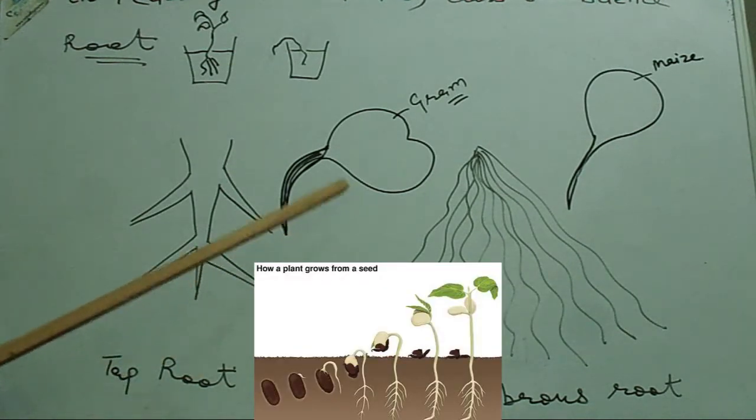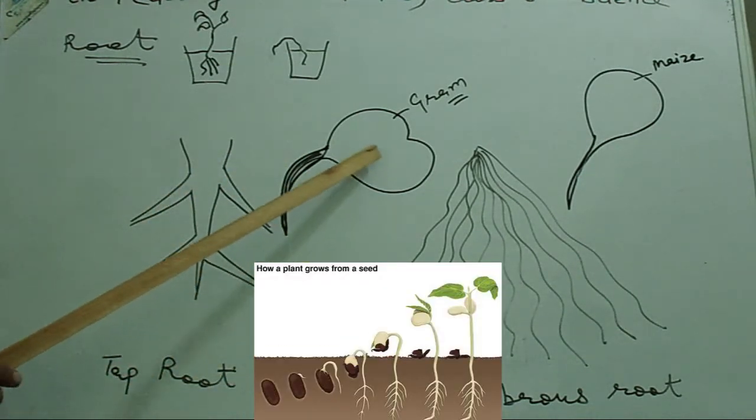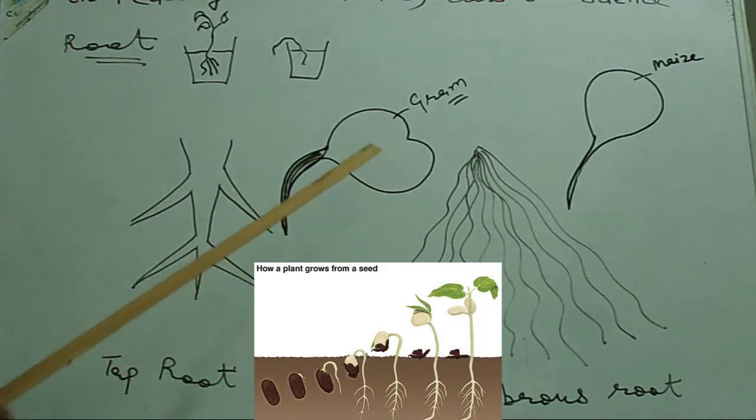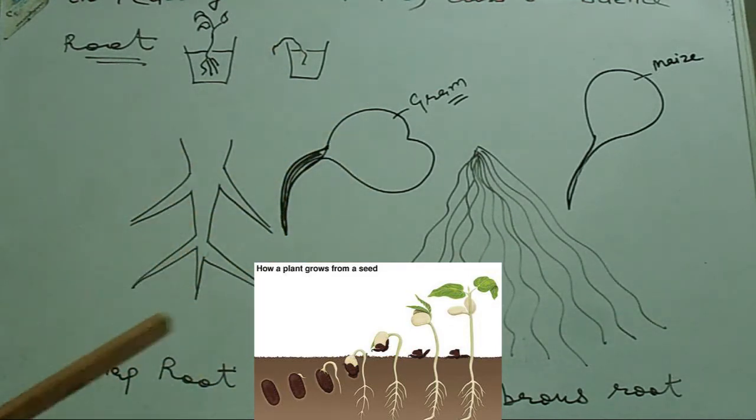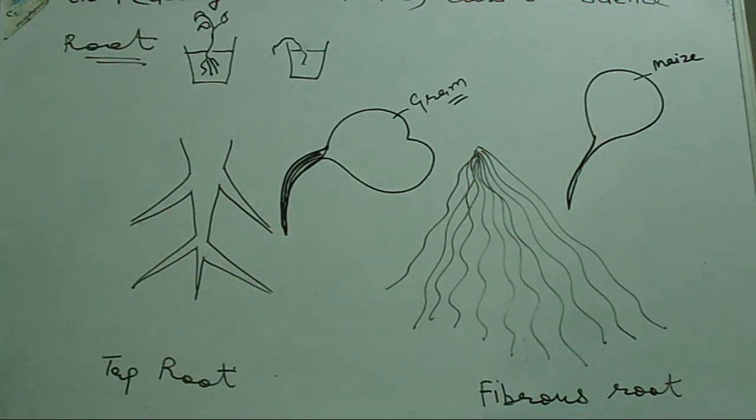You can simply see this in peas as well as in beans, but in the case of maize you can see one swollen part of that seed. So this is how we can differentiate them also.